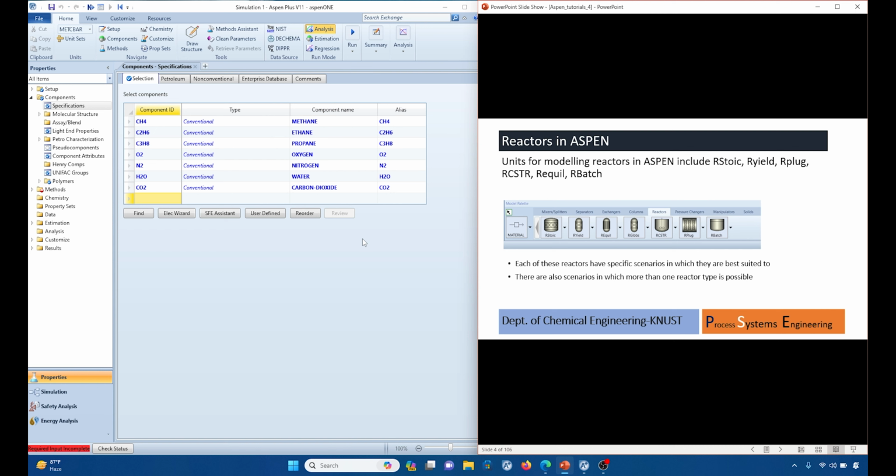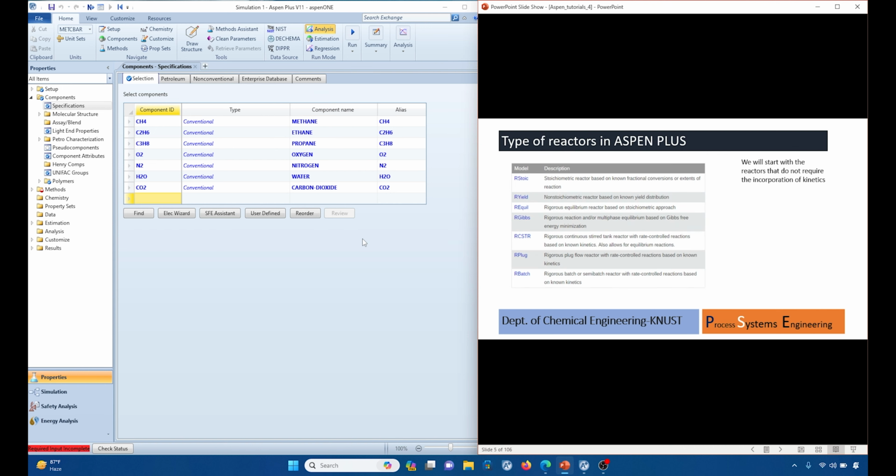They usually require the reaction stoichiometry or some minimal specification. Most of them are essentially mass balance, energy balance, and equilibrium reactors. So we are going to look at them first, the reactors that do not require kinetics. Then later we'll delve into the ones that require the reaction kinetics.